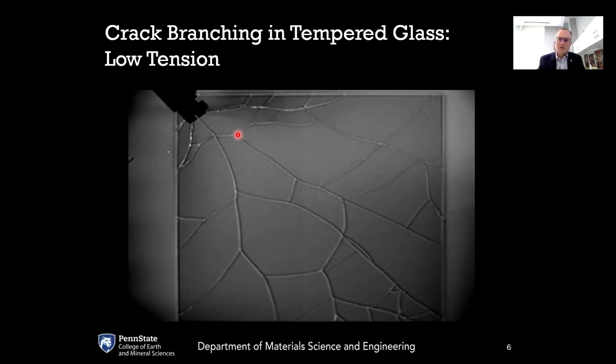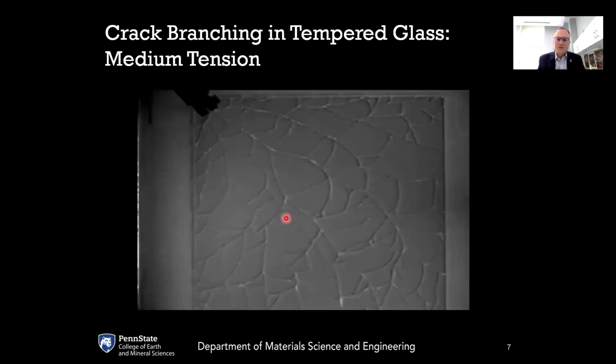This is in contrast to the case of the annealed glass or the annealed laminated glass, where the patterns that you see are mostly a result of the externally applied energy from the impact. Here, it's the internal energy that is leading to these patterns. Now, this is the case of low tension.